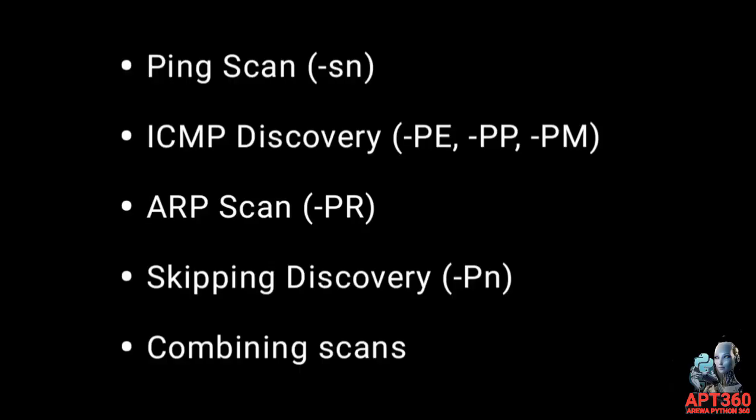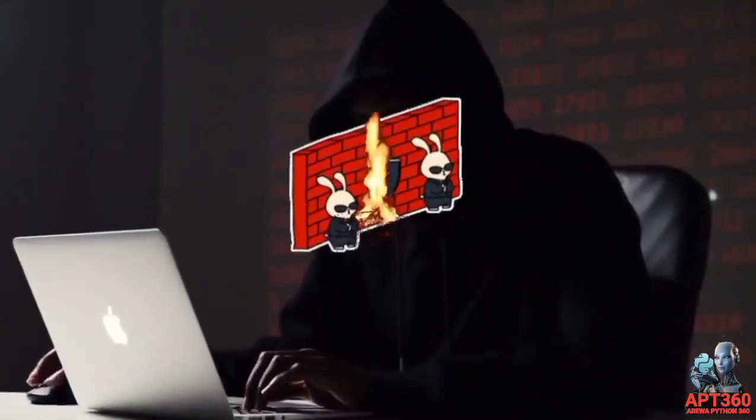So today, you learned the foundation of hacking with Nmap. Ping scan -sn, ICMP discovery -PE -PP -PM, ARP scan -PR, skipping discovery -Pn, and combining scans. With these techniques, you can map out who's alive in a network before deciding what to do next. In the next video, we're going deeper into advanced scanning options: stealth, decoys, fragmentation, and more. That's when you'll see how hackers slip right past firewalls.